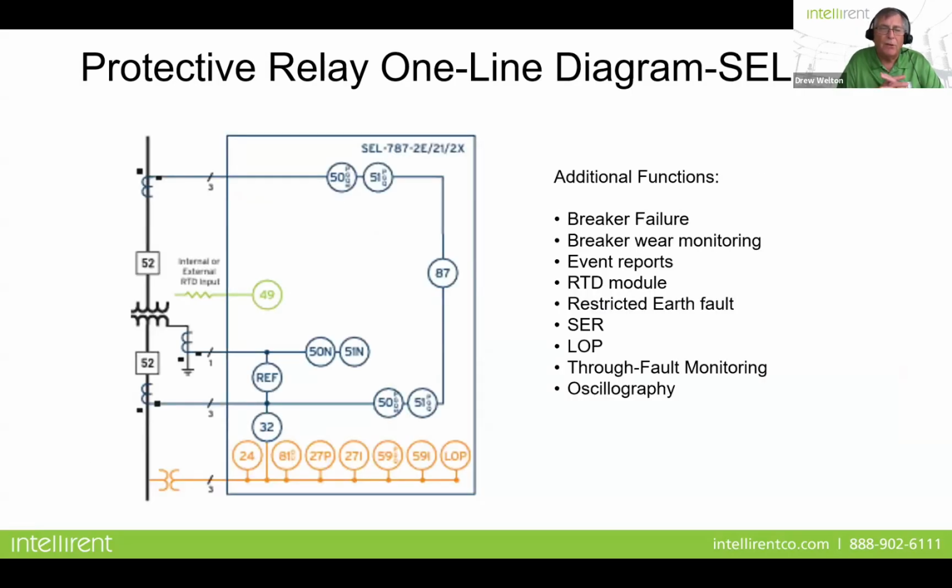If you see a one line, this is a one line diagram. It looks very similar to the Beckwith, and this is from the Schweitzer, where you've got your high side and low side CTs, where your differential relay is connected to look at any imbalance between both sides of the transformer. And then your other relays here that will protect you from outside influences.